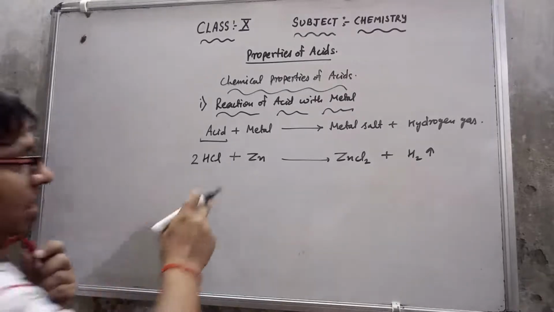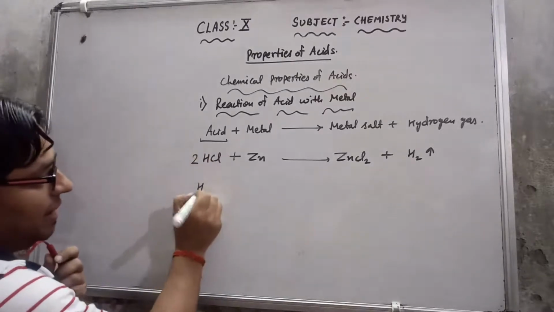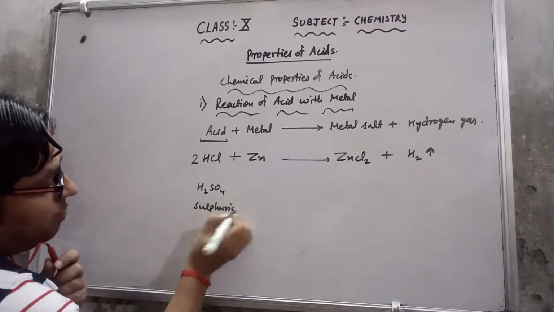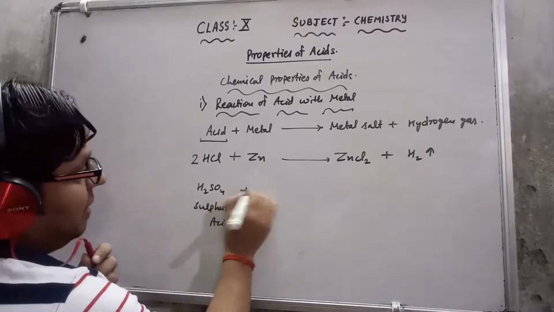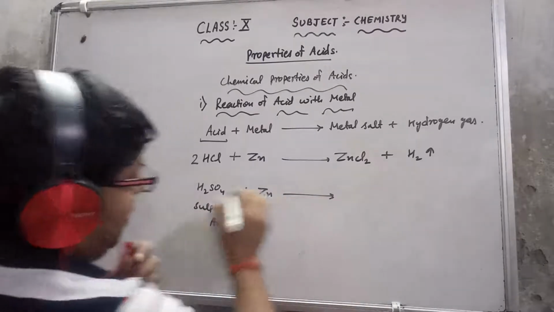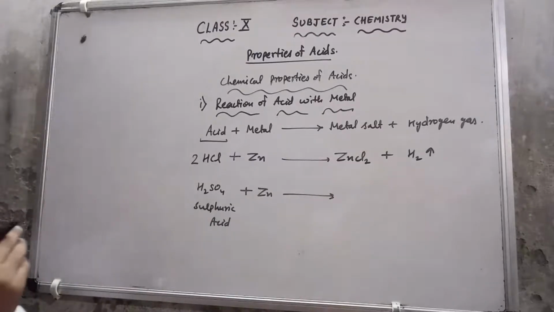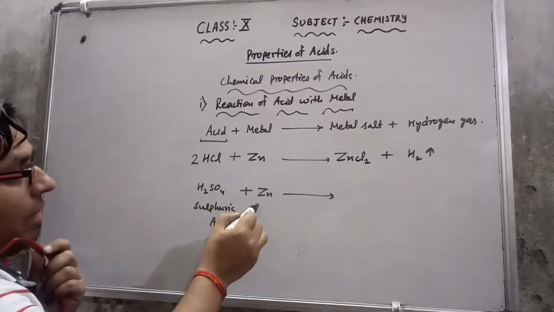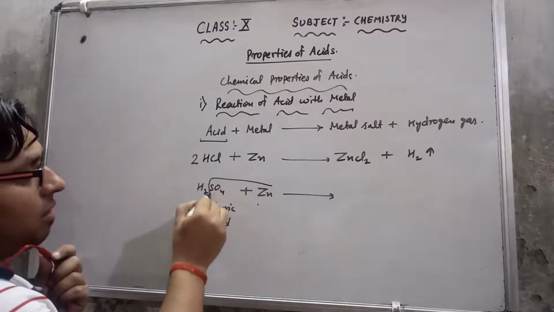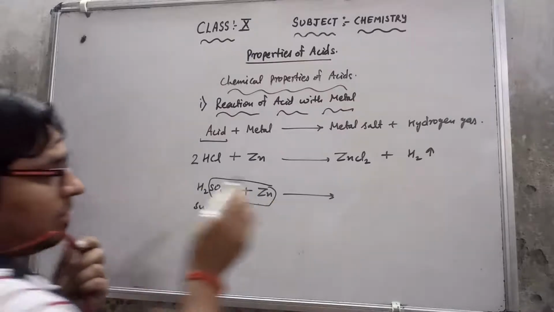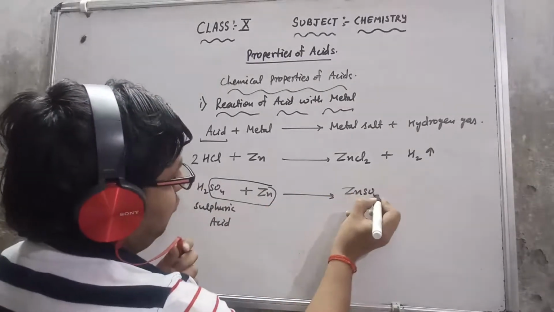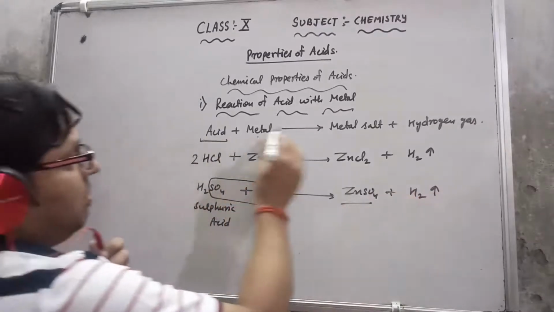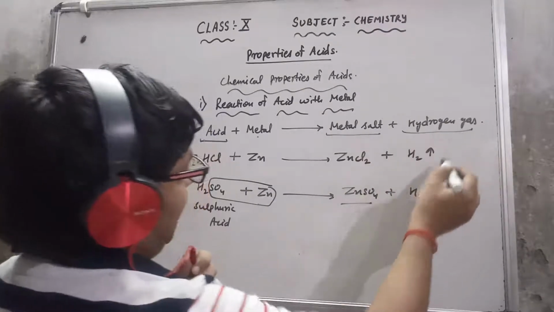Suppose in place of HCl, I am taking H2SO4. This is sulfuric acid. When sulfuric acid reacts with zinc metal, it forms the salt of zinc, because the metal is zinc, so a metal salt will form. So here zinc and sulfate react to give us zinc sulfate, ZnSO4, and release hydrogen gas. So when acid reacts with metal, it gives us metal salt and hydrogen gas.